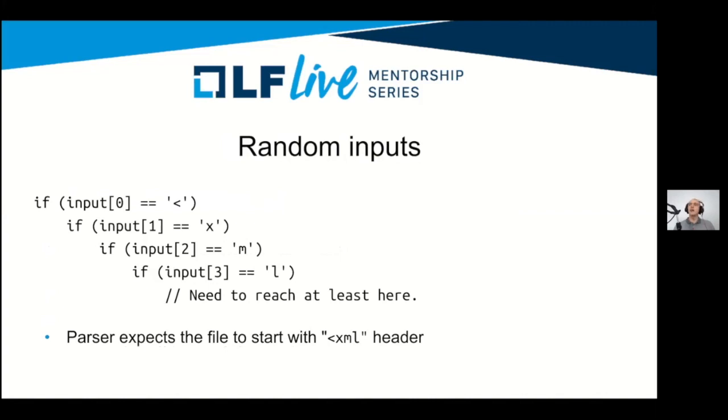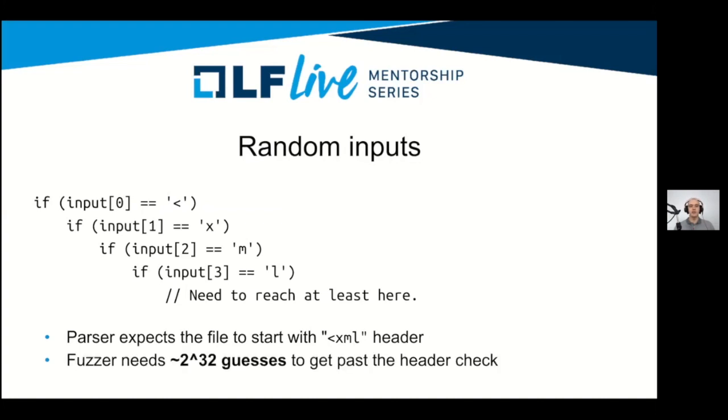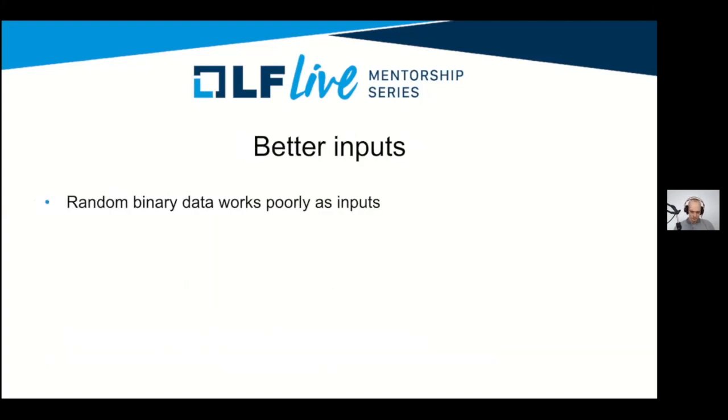For example, let's say our XML parser expects the input to start with an opening XML tag. In this case, if we're going to be generating every byte of the input randomly, there is a very low chance that we will be able to guess all of the 4 bytes have these particular values, right? So the fuzzer will need a lot of guesses before it can get past the header check. And then inside our parser, there may be multiple headers like that, multiple places where we need to guess the particular values of bytes or stuff like that. So random inputs are not good. I mean, they're good sometimes, but not always.